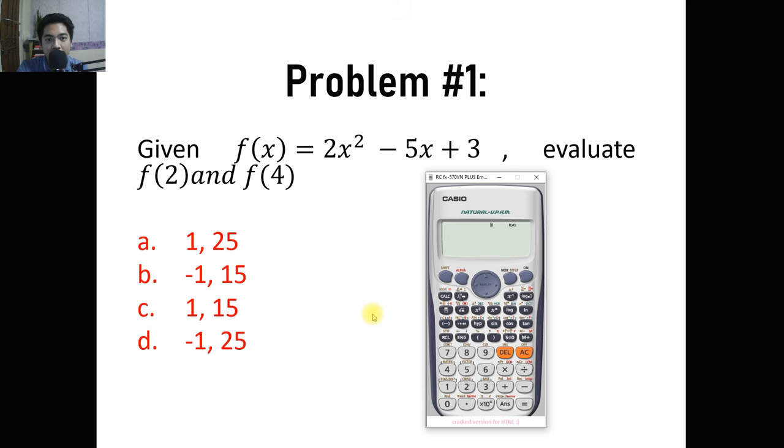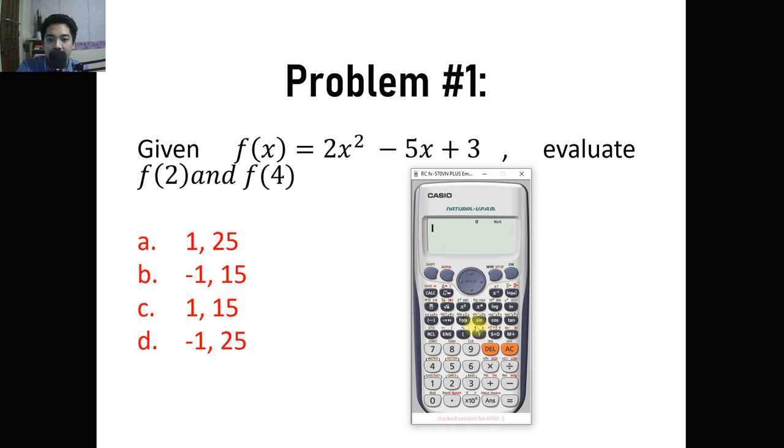Aside from simply substituting 2 and 4 in this function, I'm going to teach you how to write this whole equation to evaluate f of 2 and f of 4. What we are going to do first is input the x here in our parenthesis. I'm not sure if you're clearly seeing this. We input it by pressing alpha first. Alpha means all of the red labels on our calculator will be the output when we press alpha. So alpha first, and then we have the X here.